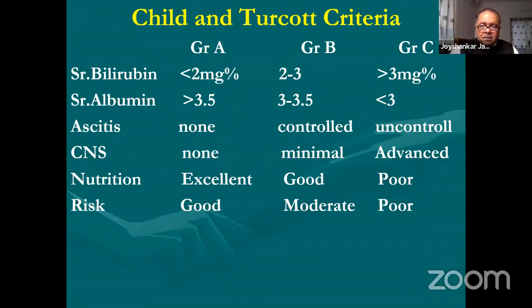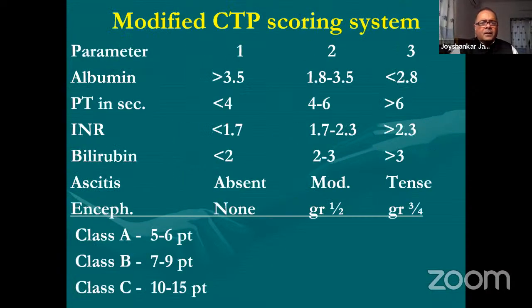But better systems have come up, which are a little more accurate. They are not very accurate, but more accurate. It is a modified CTP system in which they have included albumin, prothrombin time, INR, bilirubin, ascites, and encephalopathy. So depending upon the various points, you can classify them into class A, B, and C, and depending upon that, the risk score is stratified. So up till now, if you have come up to here, that means your viva has gone really good. Now the anesthetic part will come, because till now we were discussing the medical part. Now the anesthesia part comes.